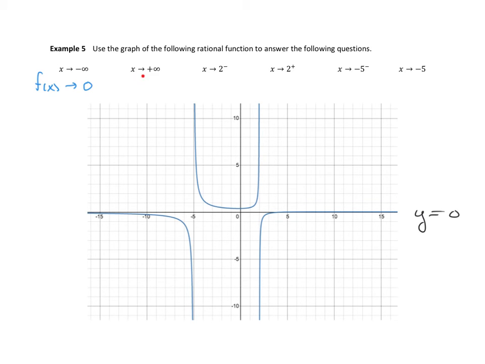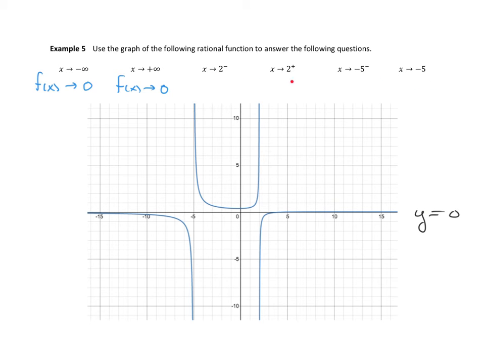Well, what about this one? What about as the x values get closer and closer to positive infinity as we go in this direction? It's the same answer as last time. Since y equals 0 is the horizontal asymptote, f of x, the y values, keep getting closer and closer to 0.